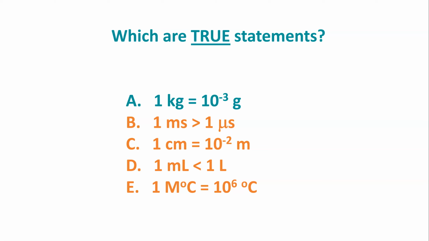A milliliter, again, a milli is a prefix that means 10 to the minus 3. It means a smaller amount of the whole unit. So a milliliter is smaller than a liter. And 1 mega degree Celsius, mega means a million. It means times 10 to the 6th. So a mega degree Celsius is 10 to the 6th, or a million degrees Celsius. So those are all true, again, from knowing what our prefixes mean and from knowing their relative sizes.